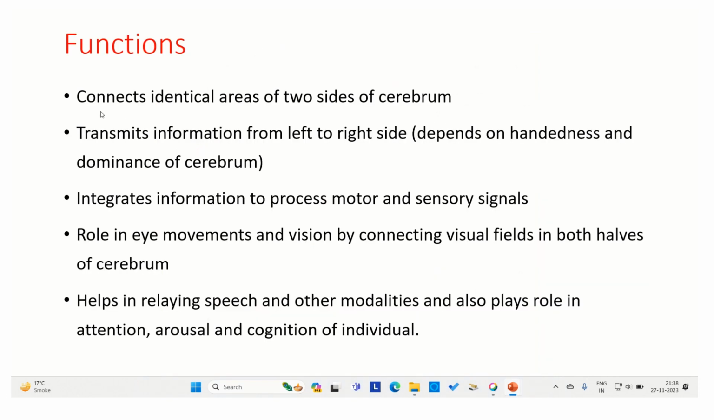So what is the function? It connects identical areas of the two sides of the cerebrum and transmits information from left to right side, depending on handedness and dominance. As right-handed people are more common and are left cerebral dominant, the information from the left is passed to the right. It integrates information to process motor and sensory signals. It has a role in eye movements and vision by connecting visual fields in both halves of the cerebrum. It also helps in relaying speech and other modalities, and plays a role in attention, arousal, and cognition.